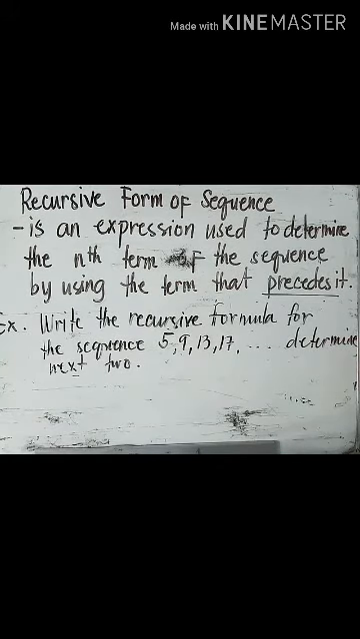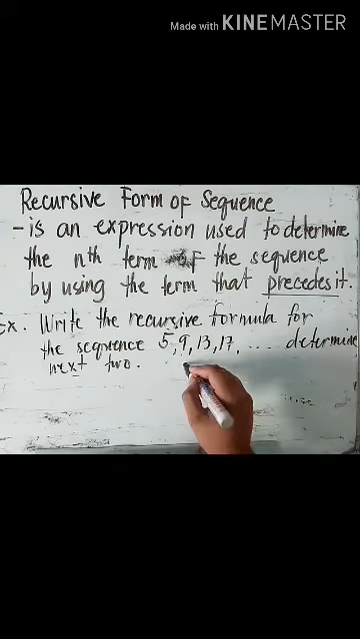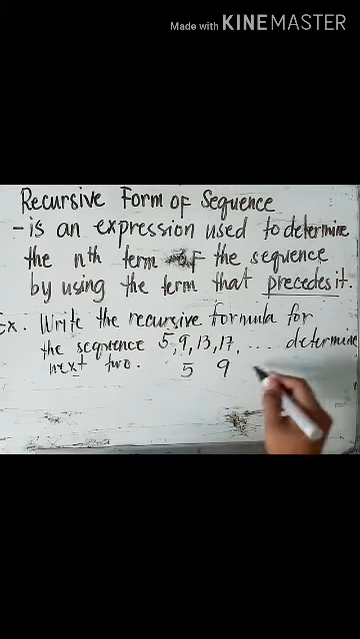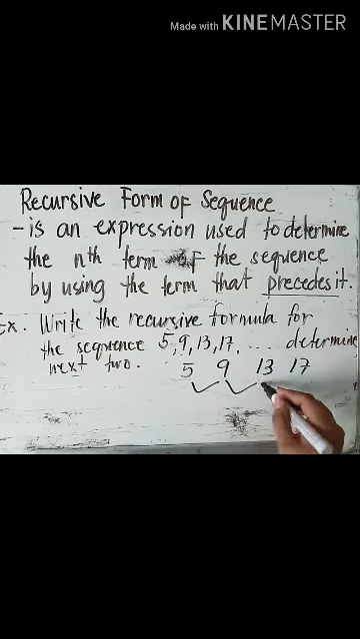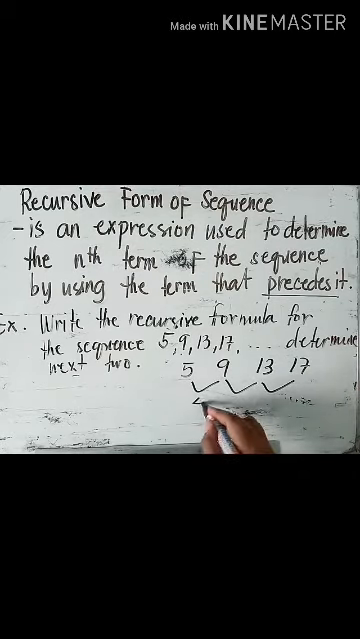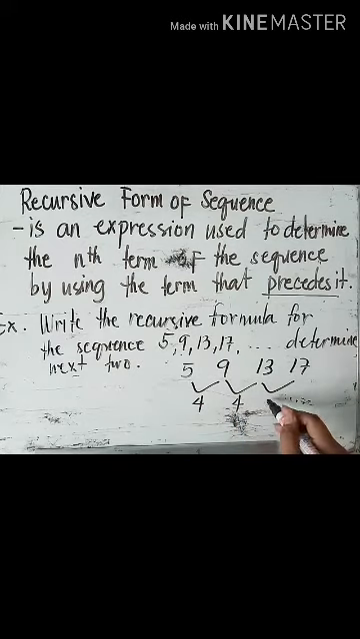Write the recursive formula for the sequence 5, 9, 13, 17, and so on. Then determine the next two terms. So the first thing to do is to find the common difference. The common difference is 4, since 9 minus 5 is 4, 13 minus 9 is 4, and 17 minus 13 is 4. So the common difference is 4.